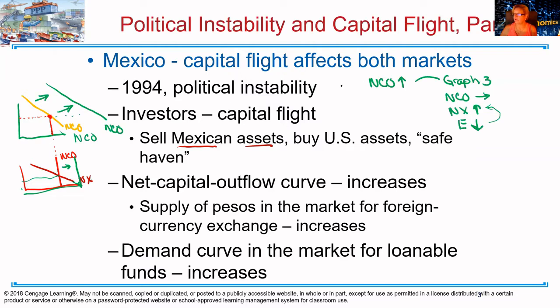When net capital outflow increases in graph 1, we also have some changes. The demand for loanable funds, investment plus net capital outflow, so we're focusing on this net capital outflow part, increases. So we have net capital outflow in graph 1 increasing. That will increase the real exchange rate.